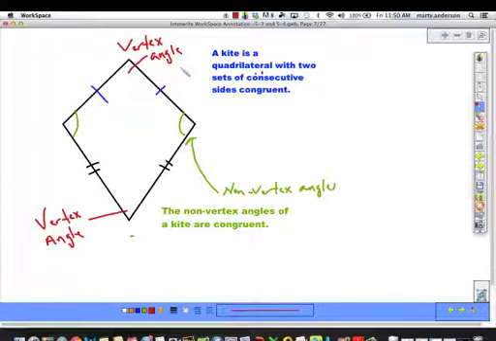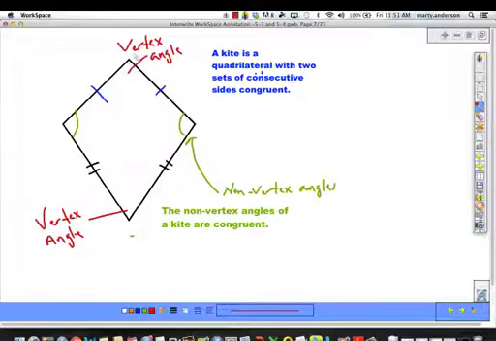I know that the writing is kind of small. I just wanted to have it in front of you. It says here a kite is a quadrilateral with two sets of consecutive sides congruent. We saw a kite earlier this year. The non-vertex angles of a kite are congruent.